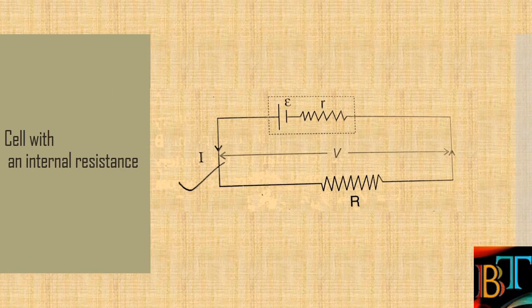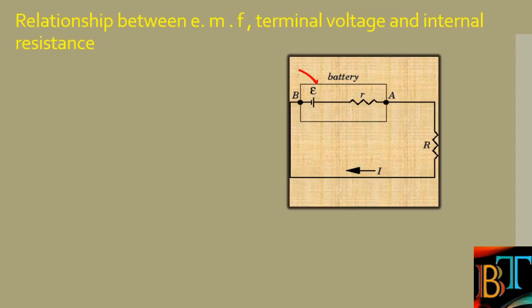The cell with an internal resistance is represented as below. Now let us see the relation between EMF, terminal voltage and internal resistance. Let a cell of EMF E and internal resistance small r be used to send a current in the external resistance capital R connected across the terminals of the cell. Now the total resistance is the resistance of the external load and the internal resistance of the battery. So total resistance is R plus r.